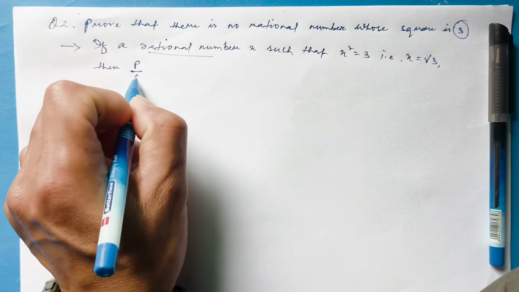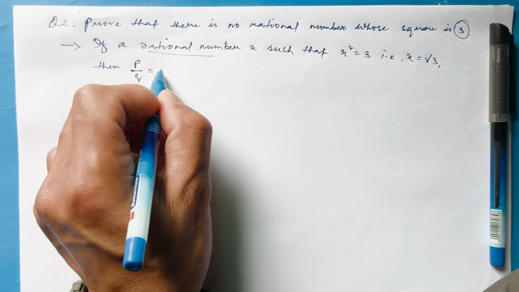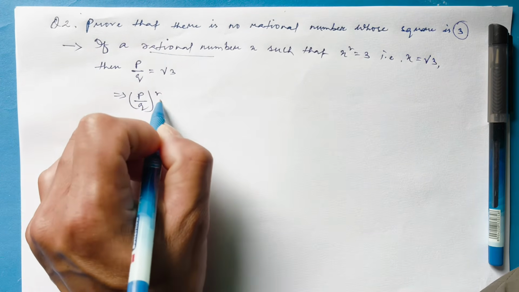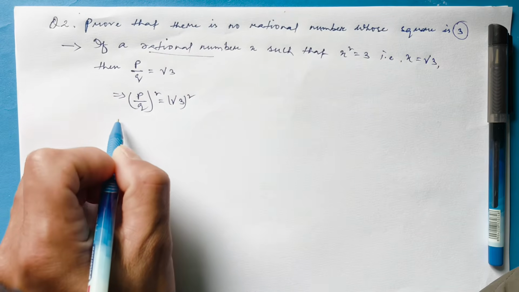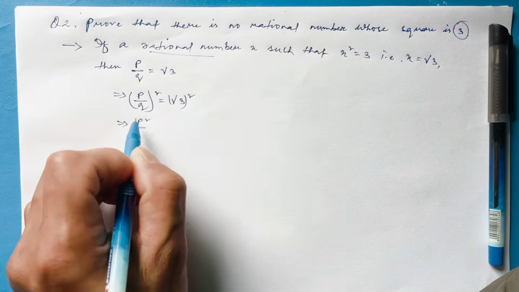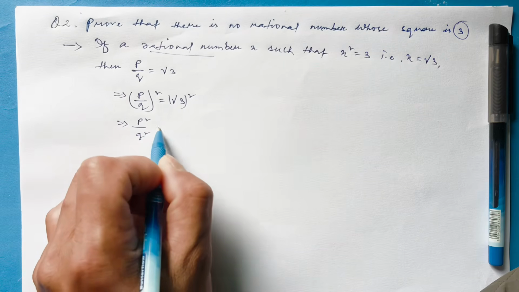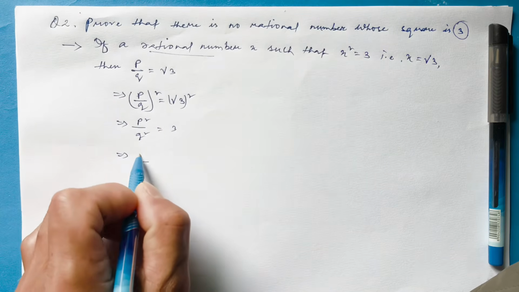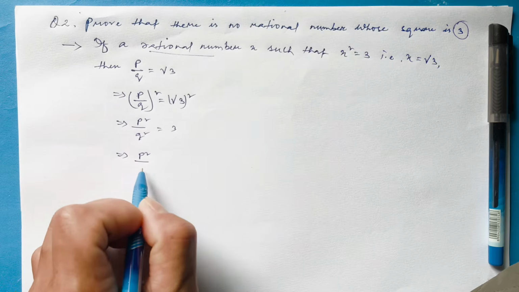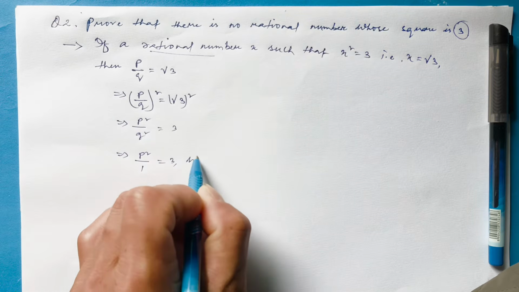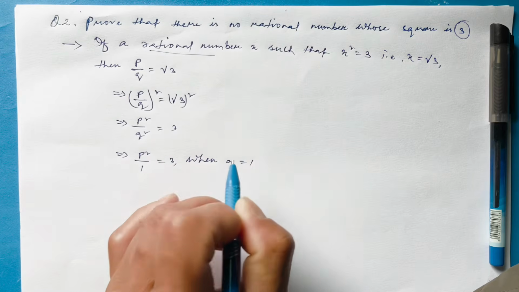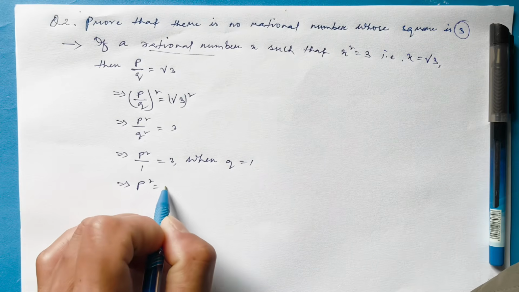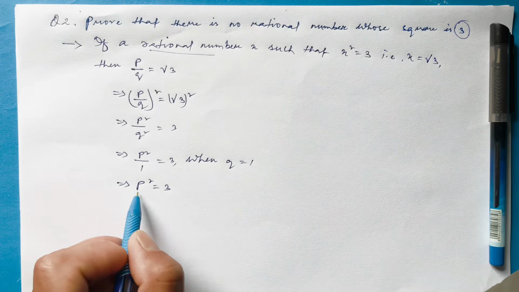A rational number is in the form p by q, equal to root 3. Squaring both sides, let us see. P over q squared, root 3 also squared. That means p square over q square, and root 3 squared is 3. We have already learned this in class 9. Now when q equals 1, 1 square is 1, equal to what? 3. Now next, p square by 1 means p square equals 3. That is, any rational number's square is 3.